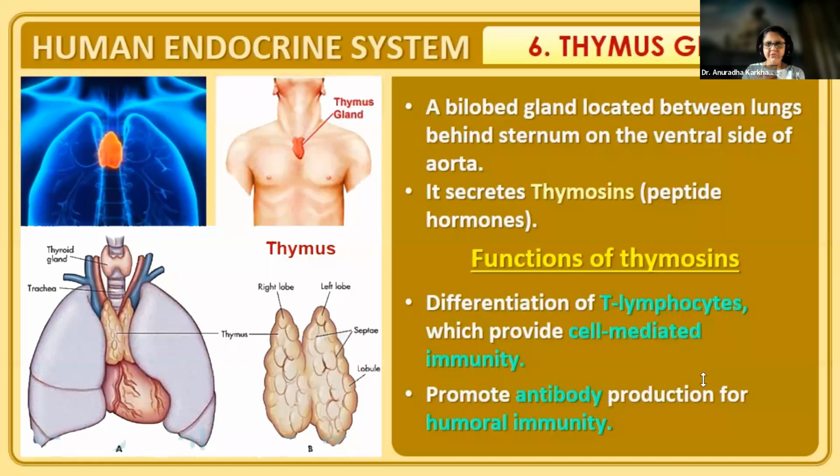A bilobed gland located between the lungs behind the sternum. You know, sternum was the breastbone. उसके पीछे के side पे है, okay? On the ventral side of the aorta. It secretes thymosin. So this is what I was talking about. Thyroxin, thyroid gland. Thymosin, thymus gland. Even thymosins are peptide hormones. What is the function of these thymosins? See, first look at the location. ये देखो, यहाँ पर है अपना thymus gland. See here also they have shown in this figure where it is exactly present. And here very clearly it is seen. So here you can see the thyroid gland.